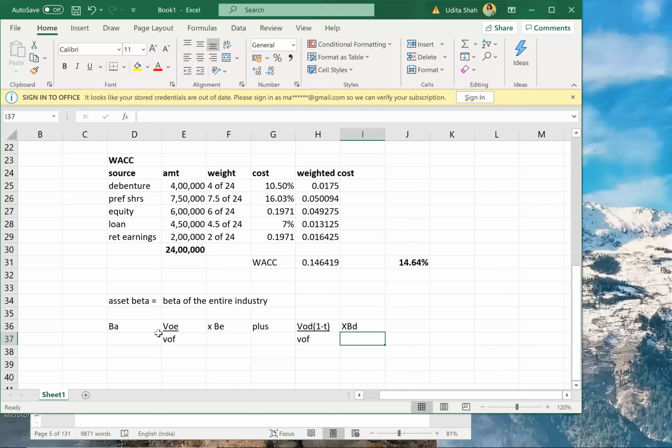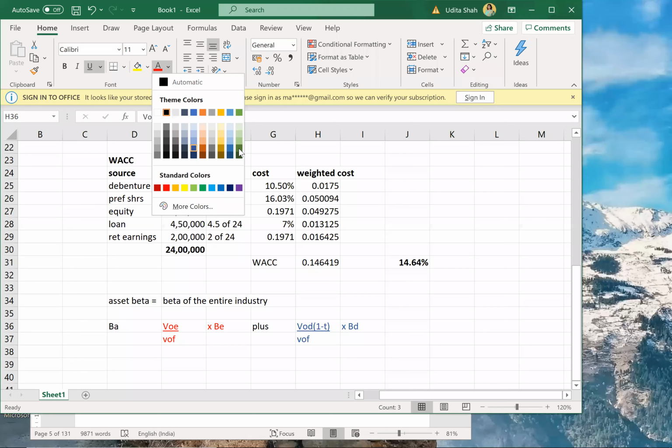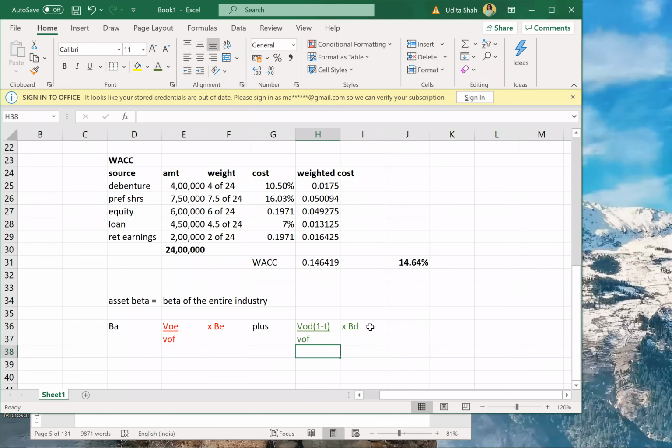What formula will they give? Value of equity divided by value of firm into beta of equity, plus value of debt. But value of debt is always net of tax. So value of debt net of tax divided by value of firm into beta of debt. But we already know this beta of debt.